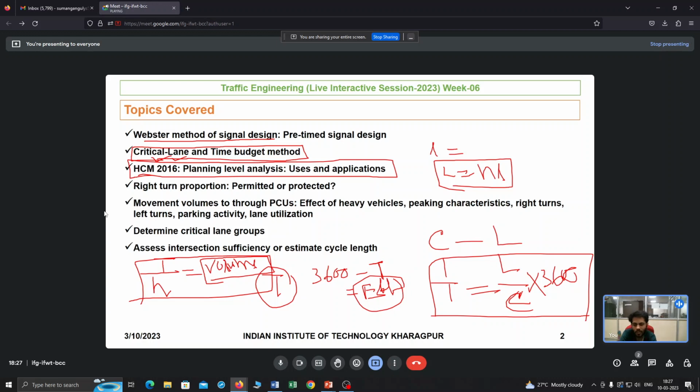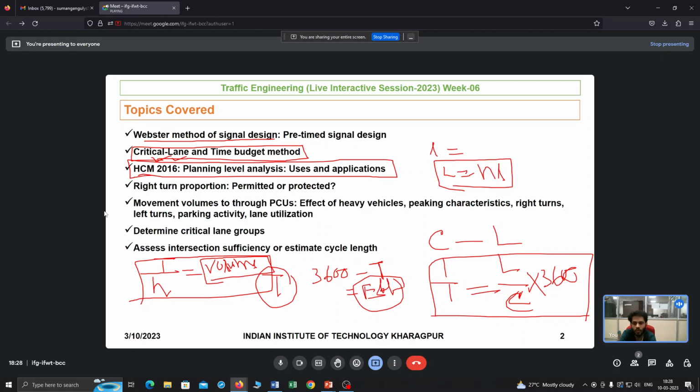Then imagine a similar scenario where the parking activities are very high, so on-street parking activities will hinder the traffic movements and cause them to go slow. So if you give the same green, the same number of vehicles won't pass, so you have to adjust the traffic volumes accordingly. Parking activities also will affect the green time, right?